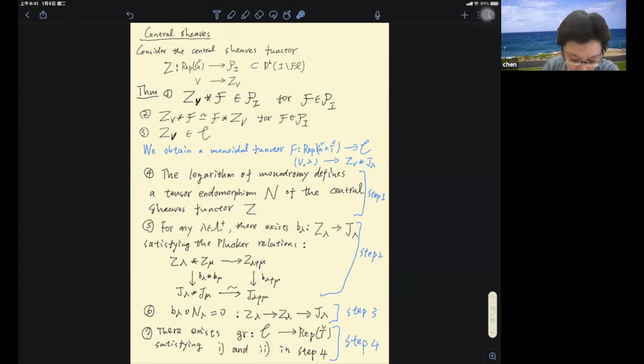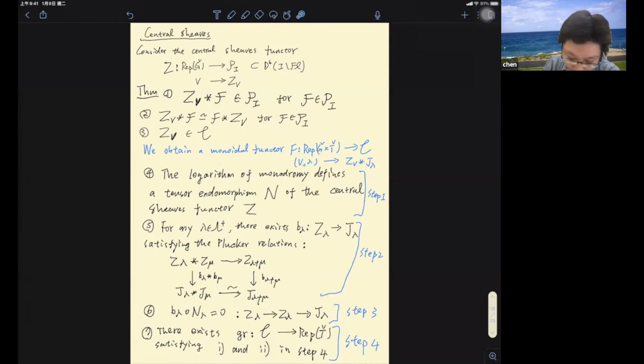And now I will list several properties of this central functor. So first, it's convolution exact, meaning that if you convolve the central sheaf with a perverse sheaf, it's again perverse. And the second property says that it's central. So ZV convolved with F is isomorphic to F convolved with ZV.